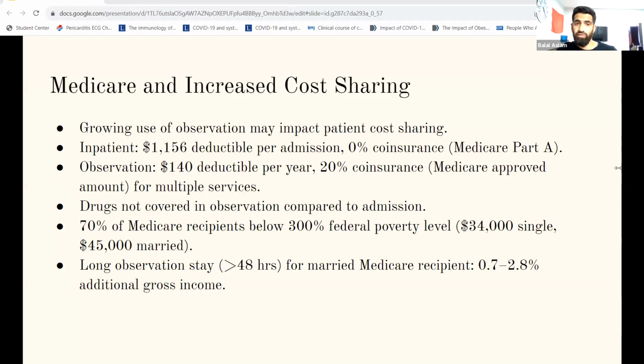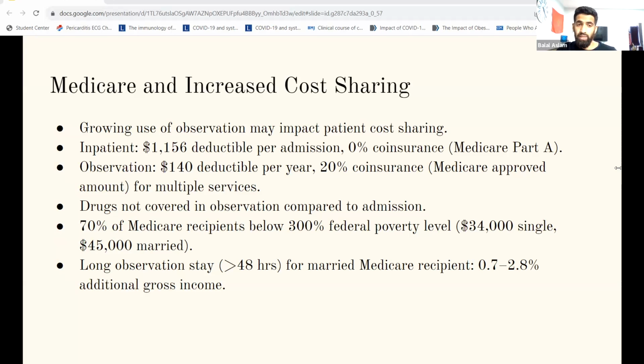But each different service that they get on observation, they're liable for a 20% coinsurance on each service because they're being billed as outpatients. So whatever it is, whether it's blood draws, EKGs, chest X-ray, they may be liable for up to 20% of each different thing that you do. Drugs may also not be covered in observation care as they would be if a patient had a full admission. The most impact of this is going to be with patients staying around 48 to 72 hours, and they can have increased costs up to $1,300.